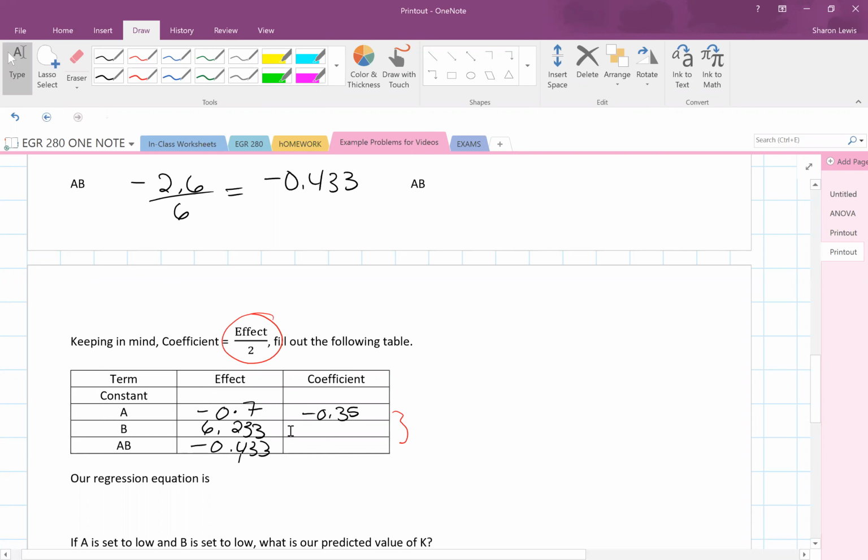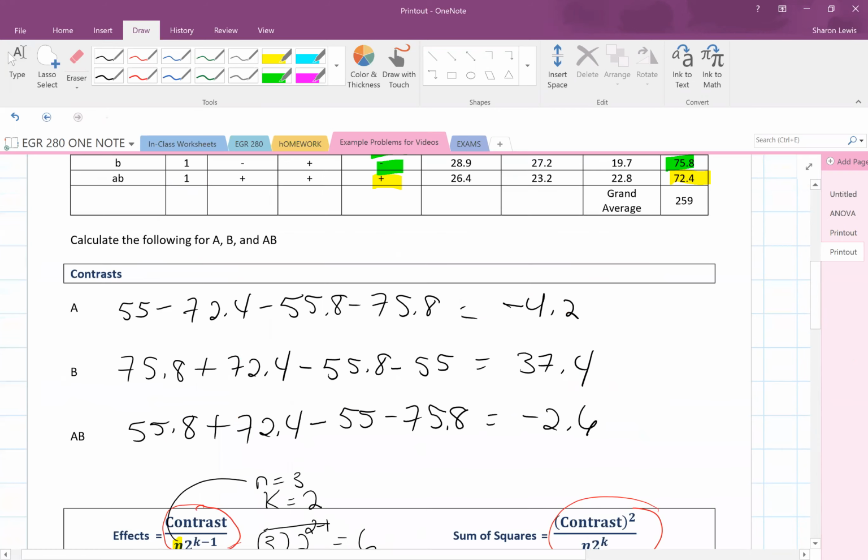6.233 divided by 2 is equal to 3.117. And then the AB is divided by 2, which is equal to negative 0.2167. So then what about our coefficient? Well, the coefficient turns out to be just the grand average. The grand average. But I want to show you something.